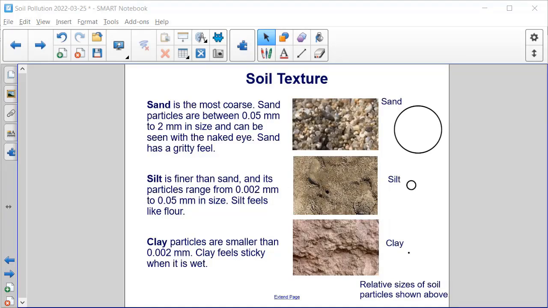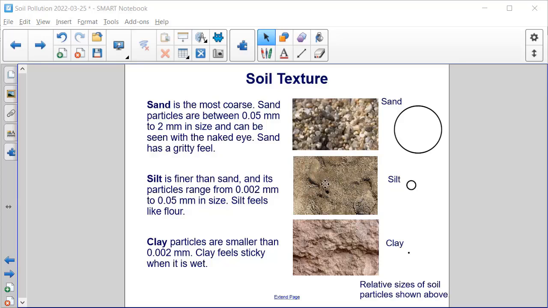Sand is the most coarse. You can see it in the image on the top right. Sand particles are between 0.05 millimeters and 2 millimeters in size and can be seen with the naked eye. Sand has a gritty feel.